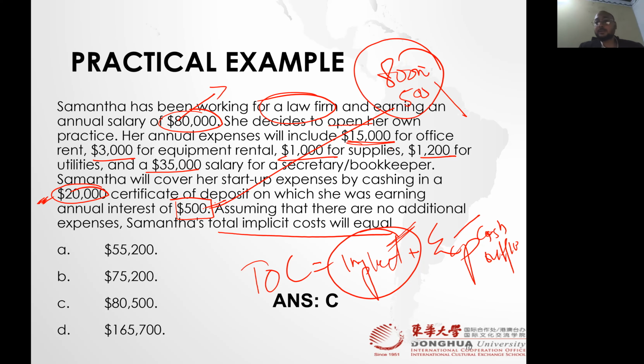All other are investment, because the question is silent regarding how much she has to pay in interest or where she gathered the investment. Either it is her own investment or she took a loan to satisfy all these expenses. But we do for sure know that the implicit cost is 80,500.